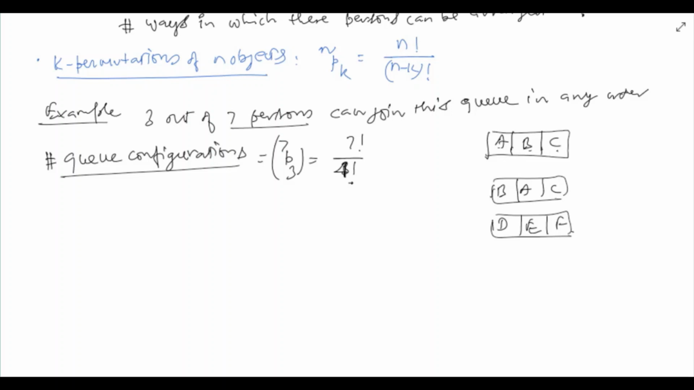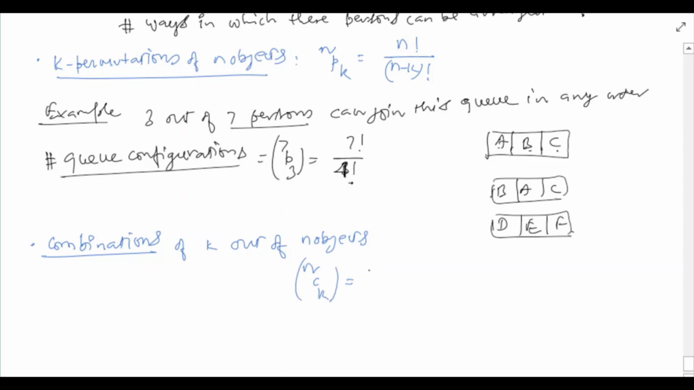There are situations where we do not worry about the ordering. We only see the entities that are in the collection. This notion is captured by combinations. So we now look at combinations of k out of n objects. This is denoted by n choose k, or sometimes simply by nk, and this equals factorial n divided by factorial k times factorial n minus k.